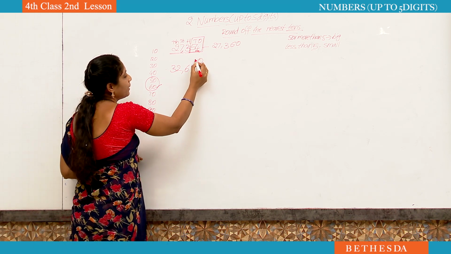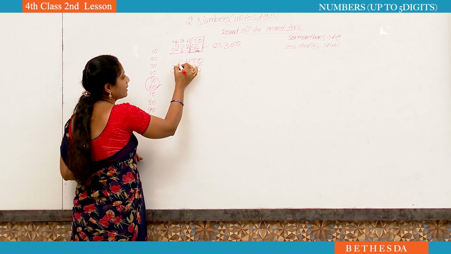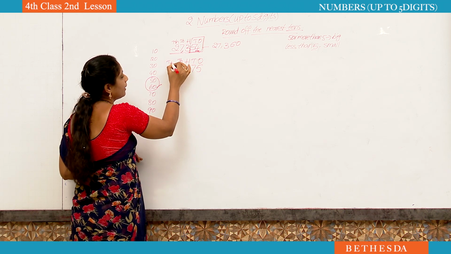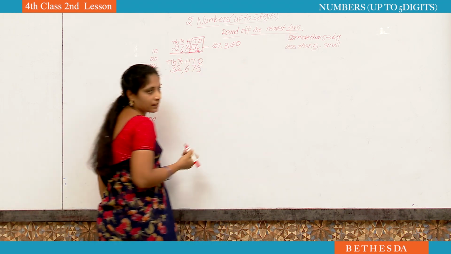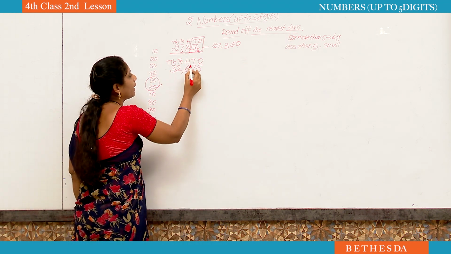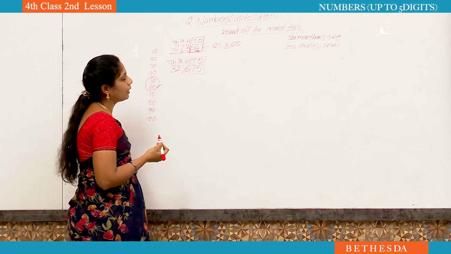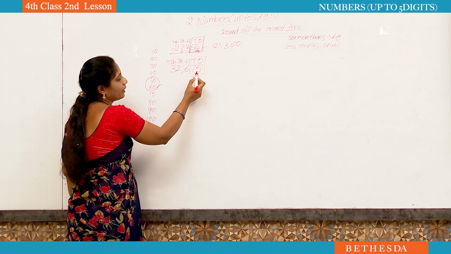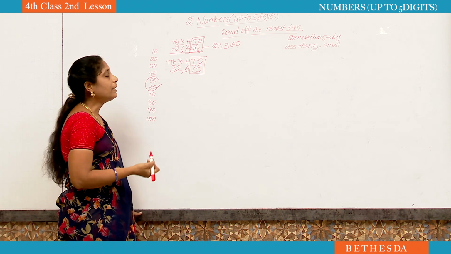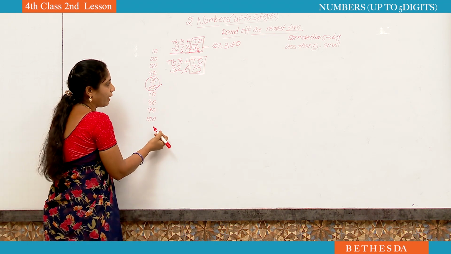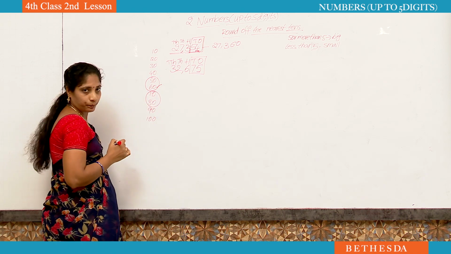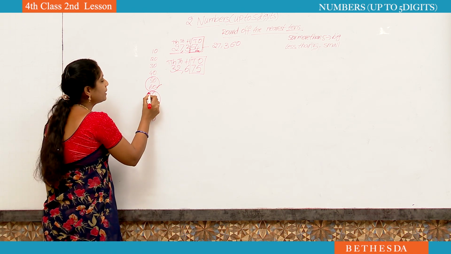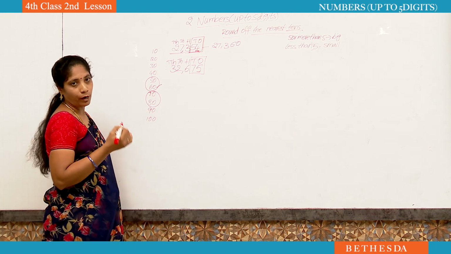32,675. Write place values as usual: ones, tens, hundreds, thousands and 10,000s. Now, what are we finding here? Nearest tens. That's why I will highlight the tens place number. What are those? 75. In tens, where is the 75? It will be between 70 and 80. Now, in this 70 and 80, which number do we have to take?